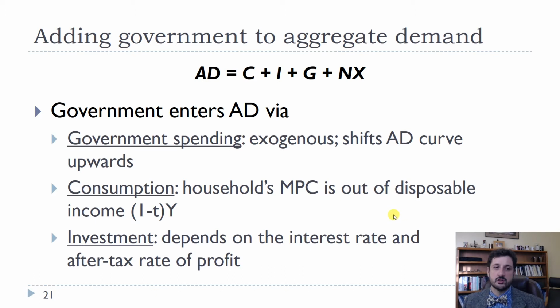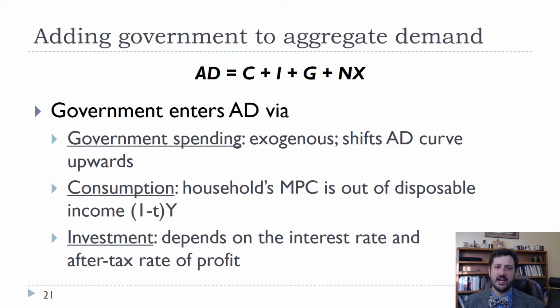It's also going to enter through consumption spending because it is going to depend on the tax rate, right? And so when we said that consumer spending depended on income, really what it depends on is disposable income. And so instead of putting Y into our consumption function, we're going to put (1 minus t), where t is the tax rate, times Y.